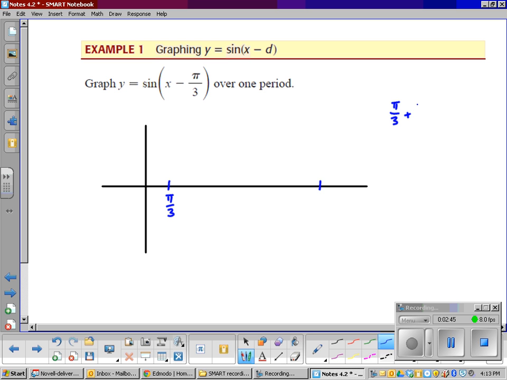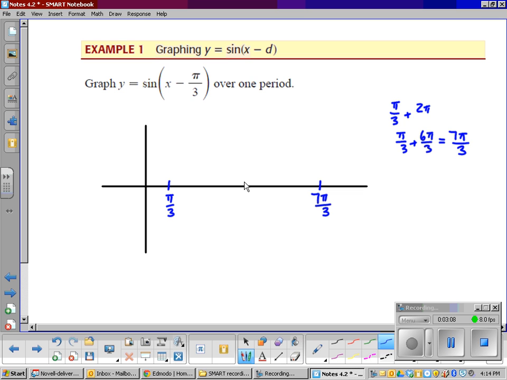over 3 and I add 2 pi to that, then I need to get a common denominator. So I have pi over 3 plus 6 pi over 3. That's the same thing as 2 pi. Now I can add those together and I get 7 pi over 3. So that is my ending label right there, 7 pi over 3. The entire shape of the sine graph will occur on this 2 pi length right here.